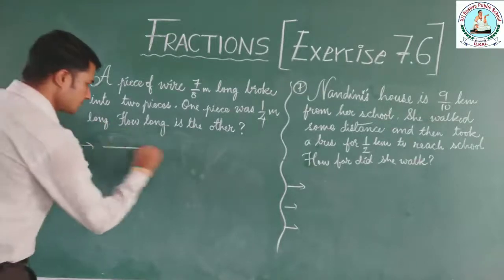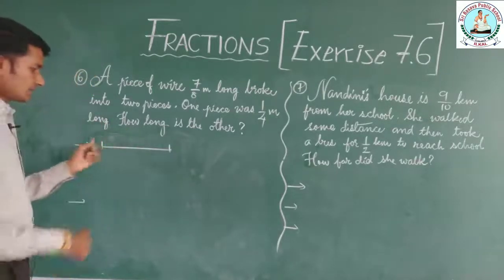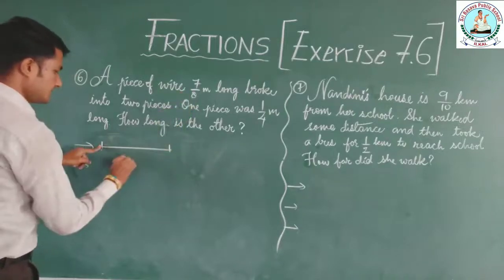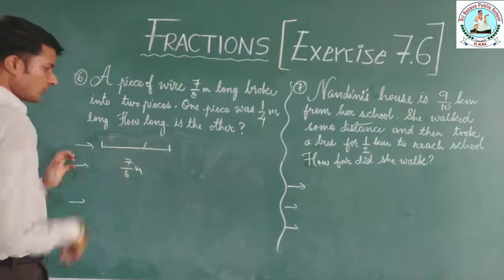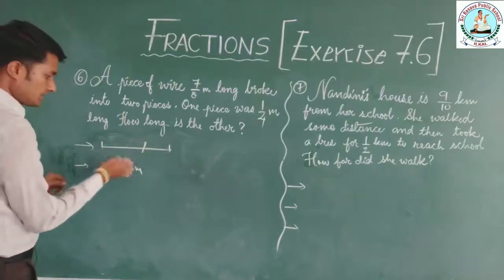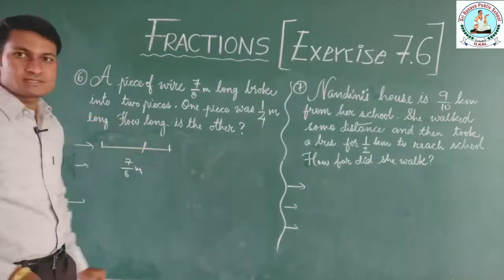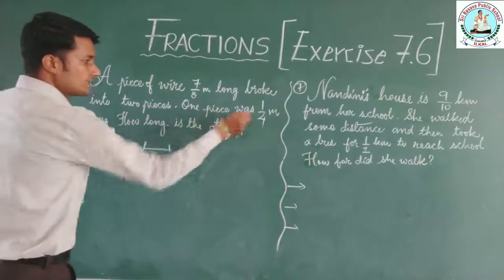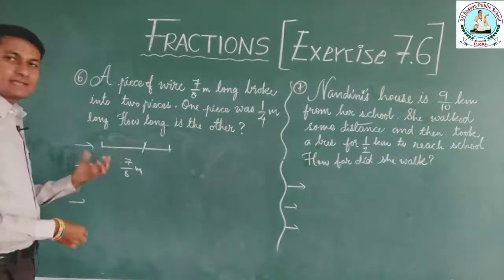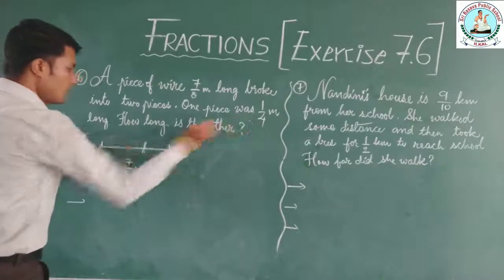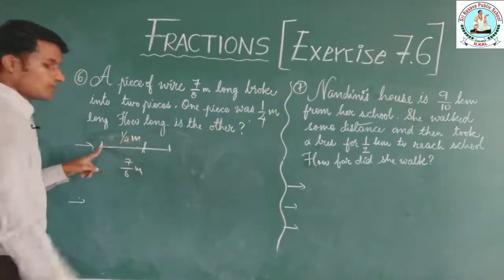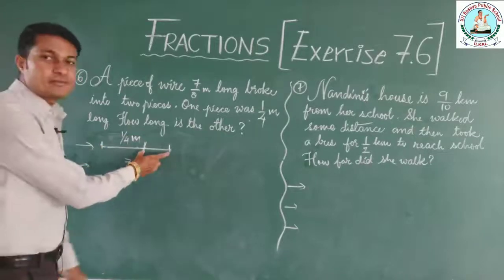So imagine that there is a wire and its total length from this point to this is how much? 7 by 8 meter, and this length has been broken into two pieces. See here, this is the first piece and this is the second piece, right? One piece's length is how much? 1 by 4. So let's take any piece. I am going to take this piece and its length is 1 by 4 meter. So you need to find out the length of the other piece of the wire.